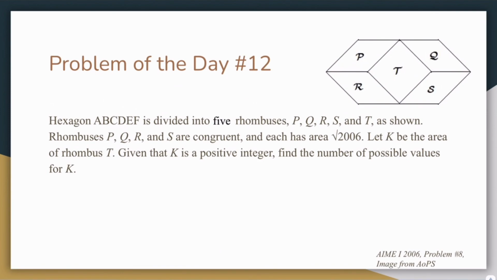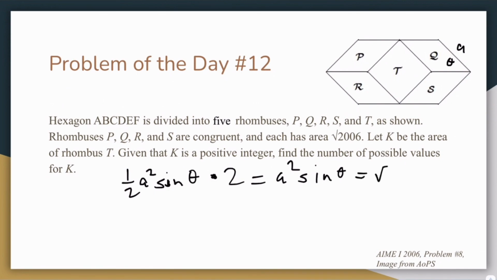Well, first let's assign a value of theta for this angle and a for this side length. Then we get that the area of Q, or any of the side rhombuses, is half a squared sine theta times 2, which equals a squared sine theta, which equals the square root of 2006.